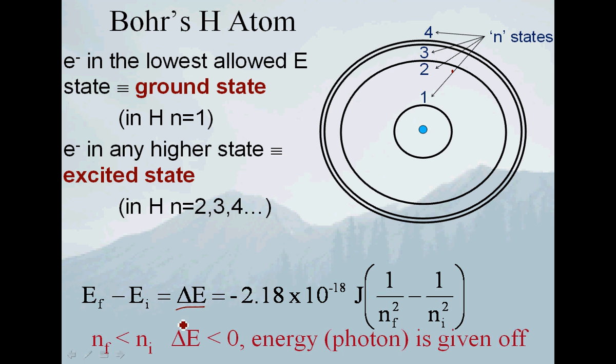But again, there's a sign convention that if nf is less than ni, meaning we're going from a higher energy state to a lower energy state, the sign of delta E will be negative, which conforms with our sign convention from our other equations. So that means our photon has a certain energy and the energy is given off.